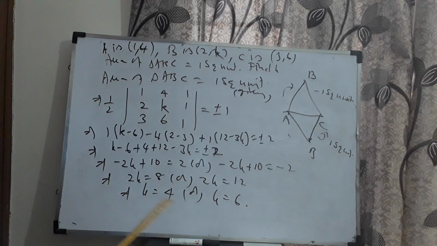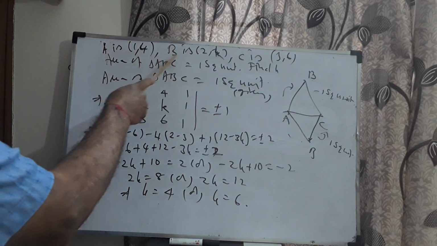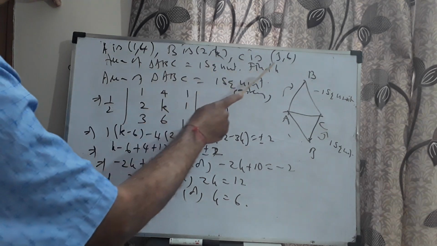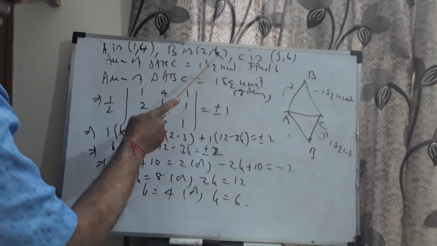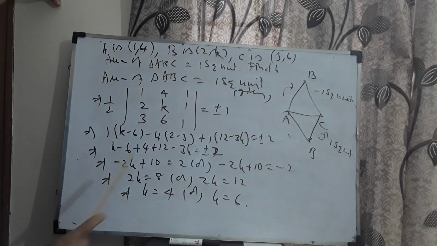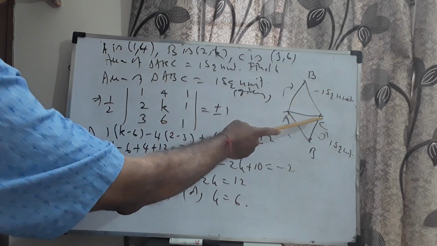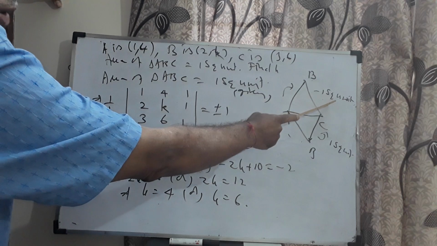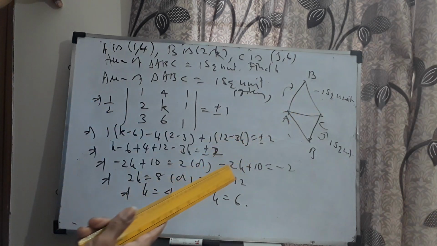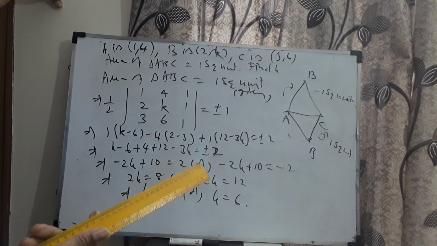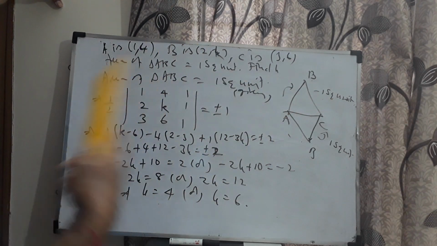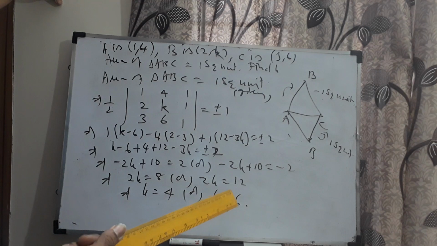Let me just repeat the whole process. A is 1, 4, B is 2, k, C is 3, 6. Area of triangle ABC is 1 square unit given. This is a condition given to you. Find the value of k. If B is like this, lying to this side of segment AC, my area reduction will be minus 1. You may feel writing the area to be negative is meaningless, but the reduction can be negative. Finally, we may take modular sign and write the answer as plus 1 square units.